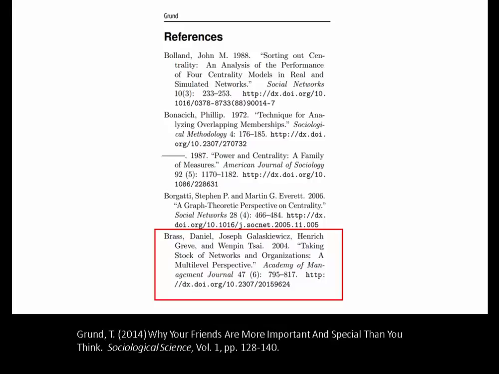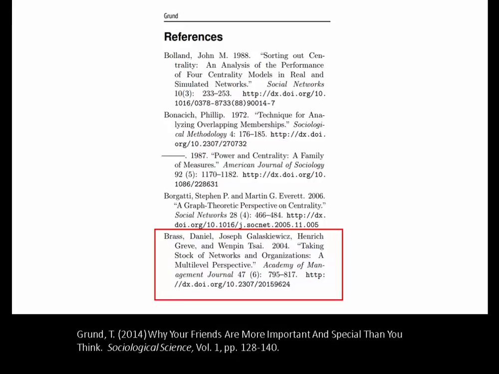And now there's a different style here. Now it's in quotation marks, the title of this article, Taking Stock of Networks and Organizations: A Multilevel Perspective. And then after that, the journal in italics. Now you see a number. This stands for volume and issue, and then page numbers. And then I even have a web address. So this is really pinning things down. Okay, so that's citation.